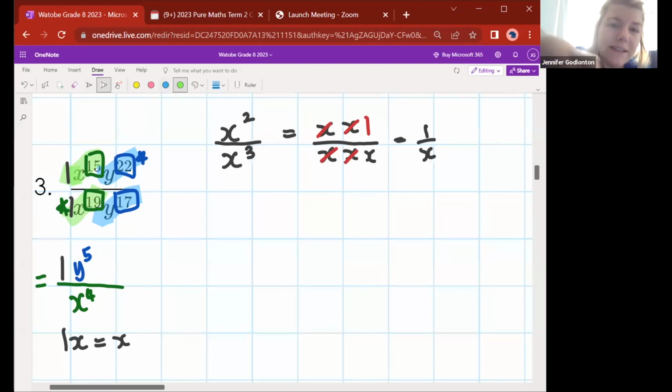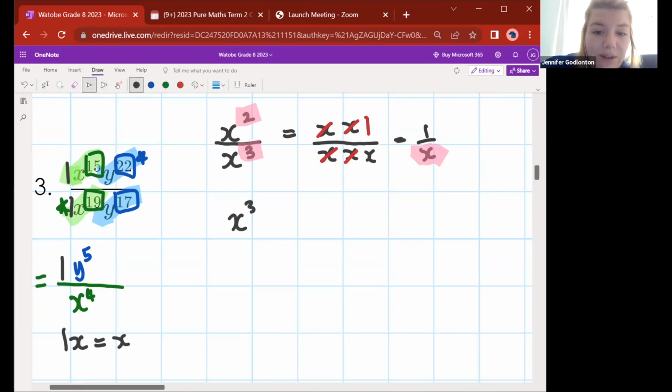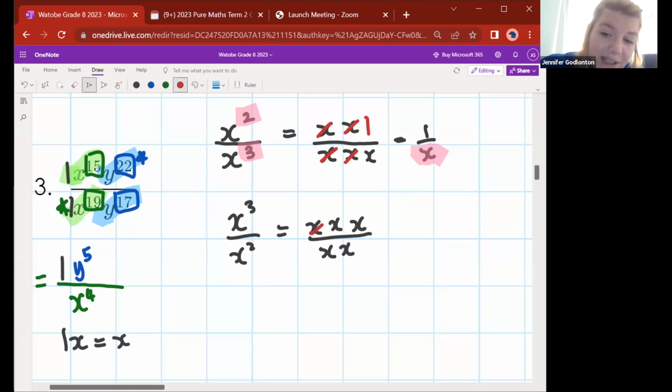So if you think about it, it's the same as saying the 3 minus the 2, and then wherever the x's were bigger, that's where it's going to stay. Because x to the power 3 is bigger, they're going to stay at the bottom. If we had the exact same question but flipped it around, with x to the 3 at the top and x squared at the bottom, I would have 3 x's at the top and 2 x's at the bottom. Those two would cancel with those two, and I would be left with just x.